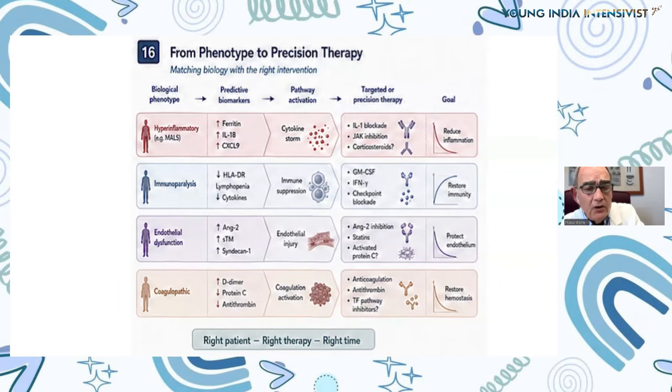Finally, we have to look at the coagulopathy. Paradoxically, this is a condition that is already established when we have a hyperinflammation or immunoparalysis, but easier to be identified through the D-dimer, the level of protein C that is diminished, or the antithrombin. And we do have invariably the coagulation activation. In this case, we have to restore the hemostasis.